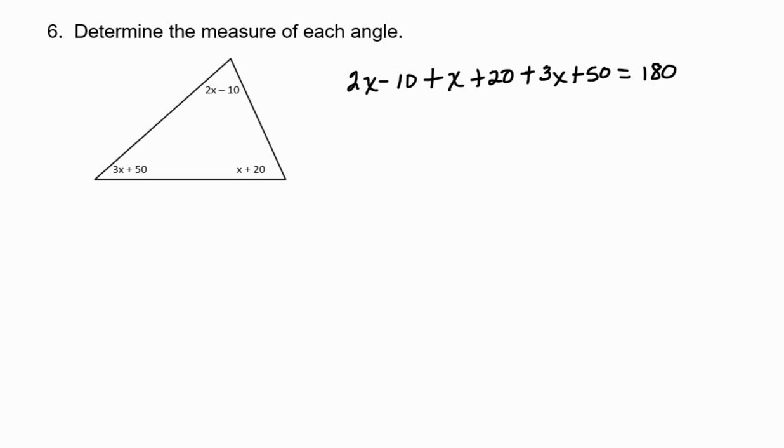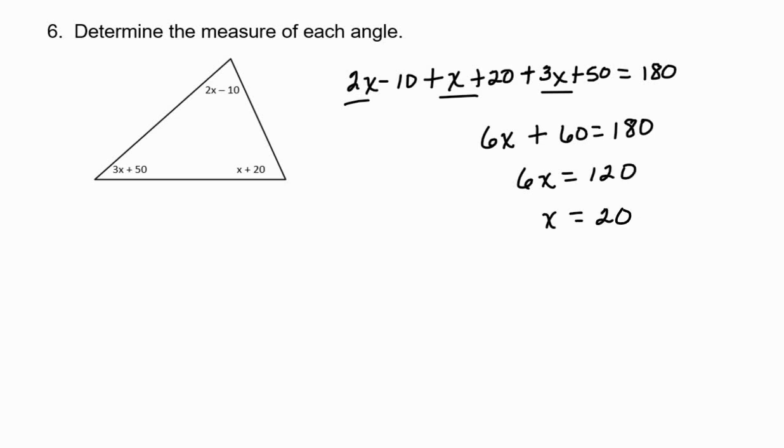So I'm going to combine my like terms. I'm going to add up all of the x terms, so I get 6x, and then I combine all of my constants, and I get 60. So now I have a basic two-step equation that I need to solve. Subtract 60 from both sides of my equation. Divide by 6, so x is 20.